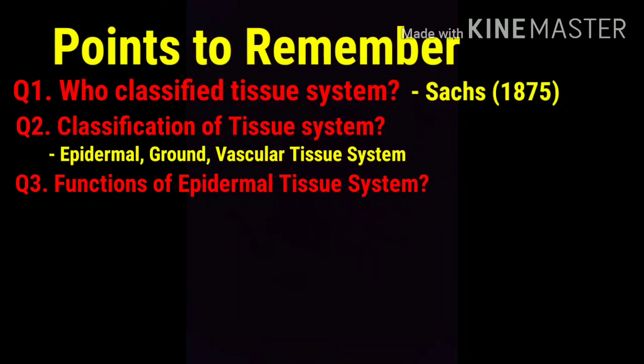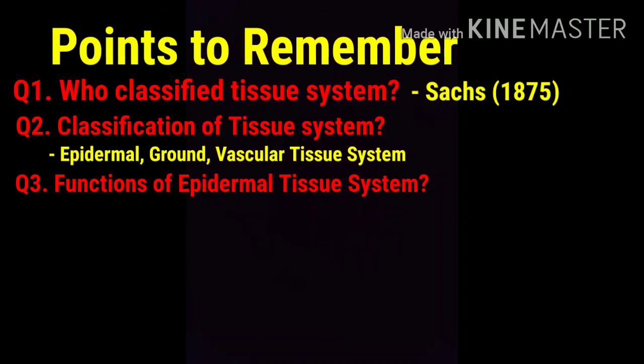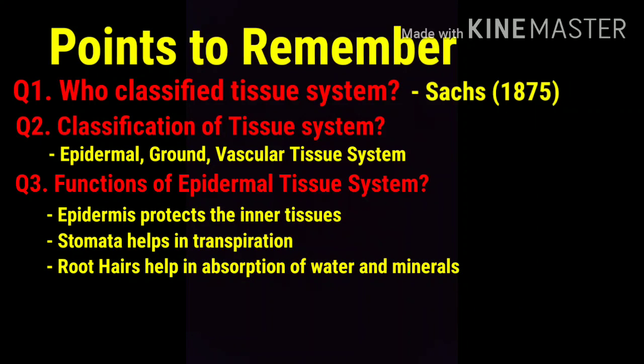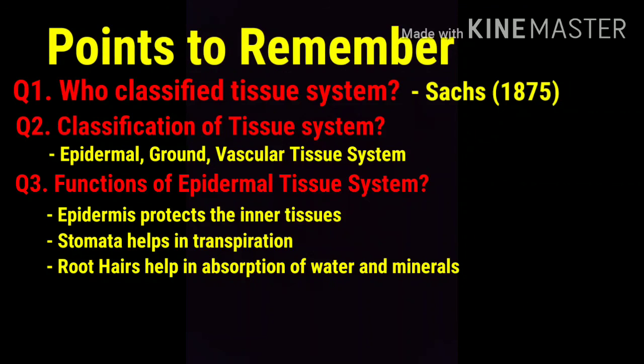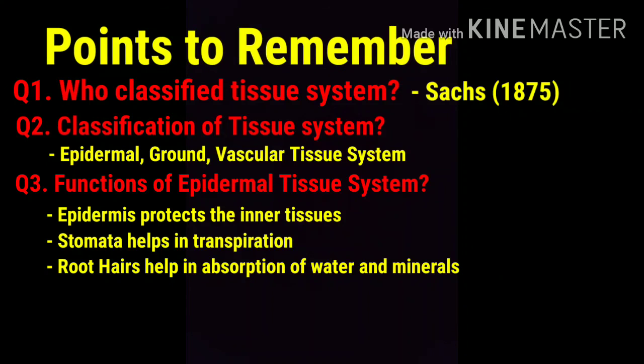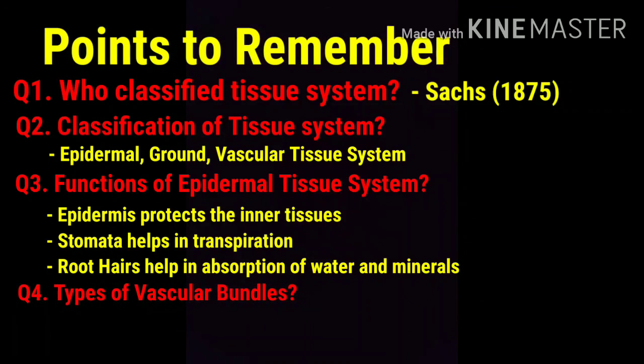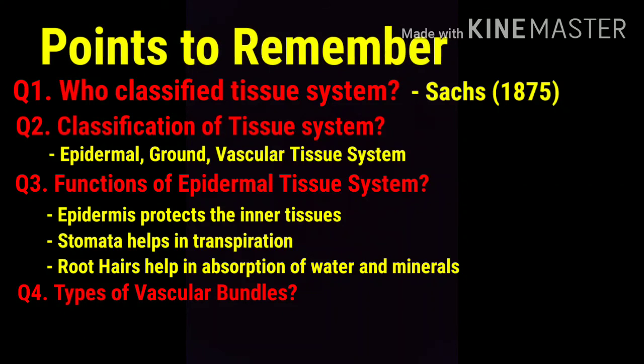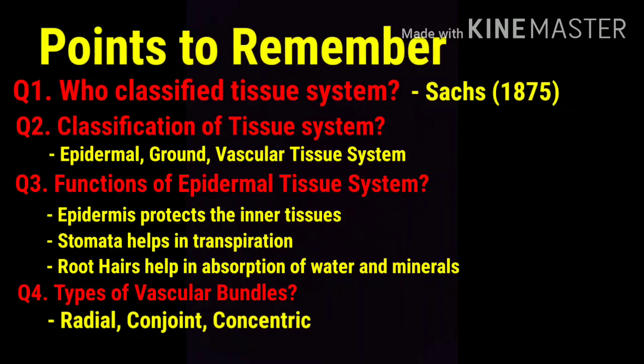What are the functions of dermal or epidermal tissue system? Epidermis protects the inner tissue. Stomata helps in transpiration and root hairs help in absorption of water and minerals. Then what are the three different types of vascular bundles? Radial bundles, conjoint bundles and concentric bundles.